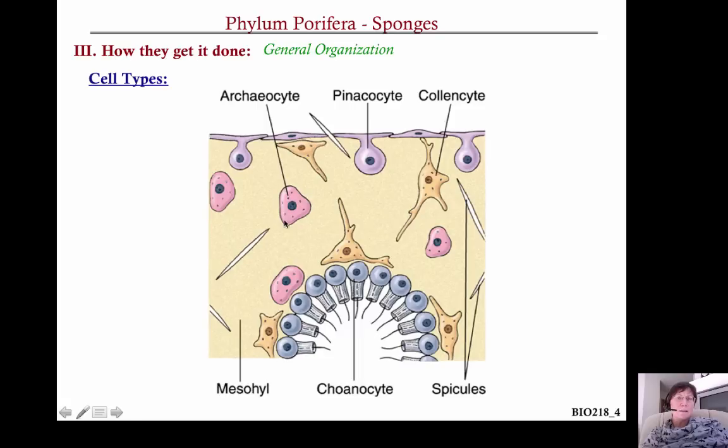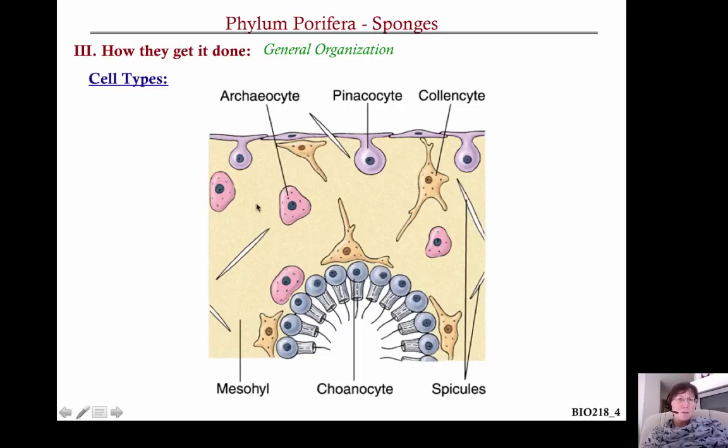Archaeocytes, I'll explain in a bit more detail. These can perform all kinds of functions and transform themselves. They're almost like the stem cells of the sponge world. They're sort of amoeba-like in their movements, and they do quite a bit of feeding and digestion as well. Collencytes are cells that provide the basis for collagen deposition for certain kinds of spicules. And then you're seeing some spicules here. These are generally drawn as little needle-like structures. They can be composed of either collagen, spongin, calcium carbonate, or silica.